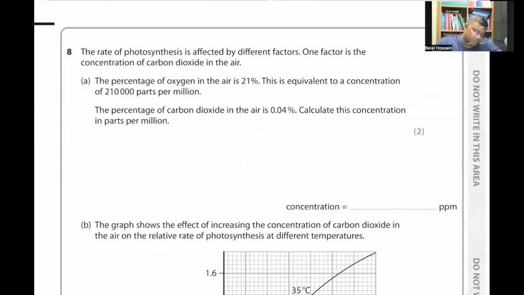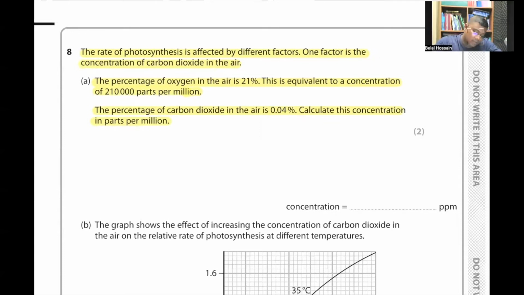Question number 8. The rate of photosynthesis is affected by different factors. One factor is the concentration of carbon dioxide in the air. The percentage of oxygen in the air is 21%. This is equivalent to a concentration of 210,000 parts per million. The percentage of carbon dioxide in the air is 0.04%. Calculate the concentration in parts per million.